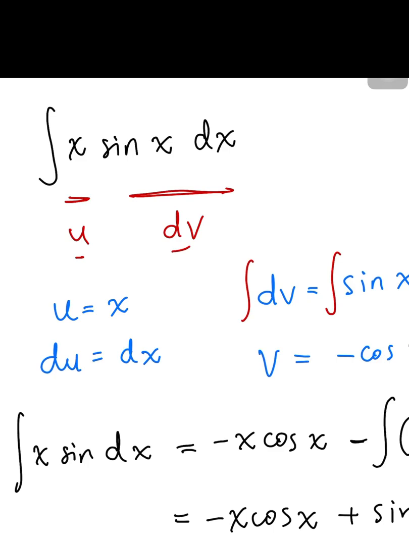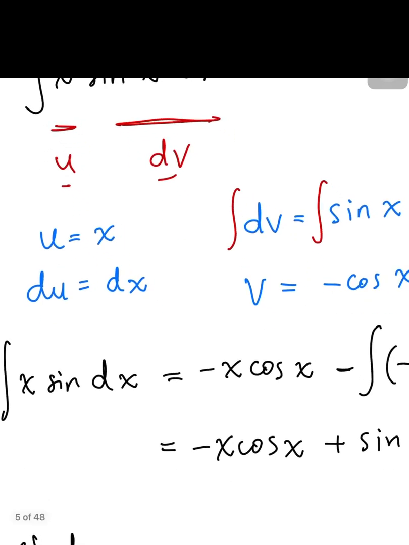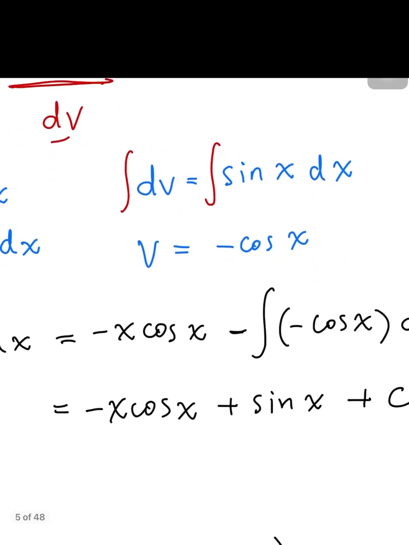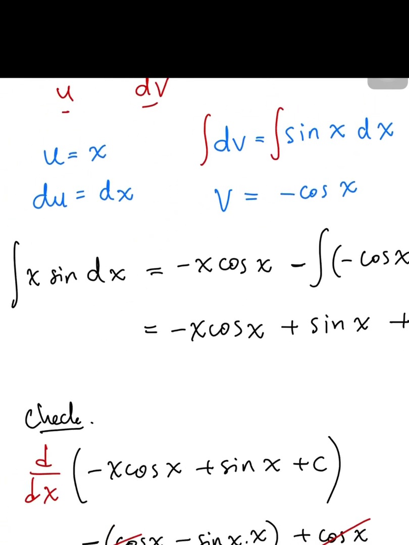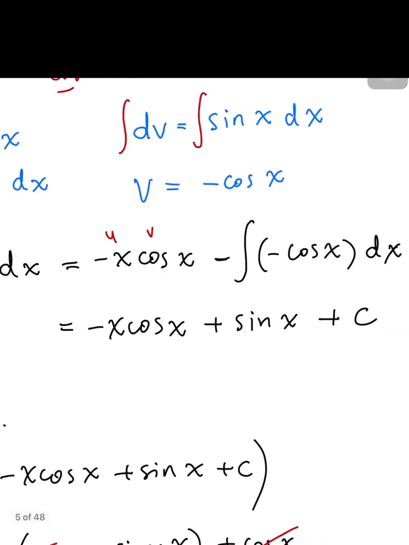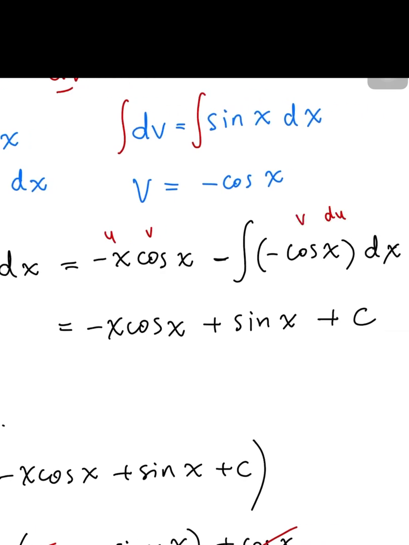You will get a good result if you put x in u. So u equals x, then du is dx, and dv is sin x dx, and then v is minus cos x. And we set up our arrangement. This is u dv, this is u, this is v, and this is v du. And we can solve: minus cos x, integrating becomes minus sin x, and multiplied by negative, it becomes plus sin x.